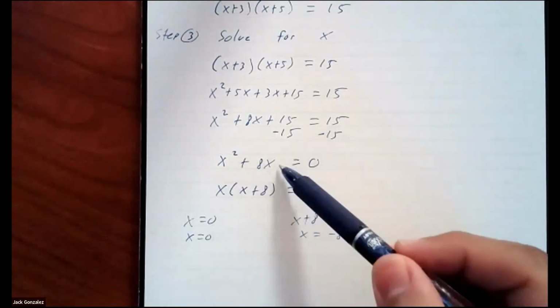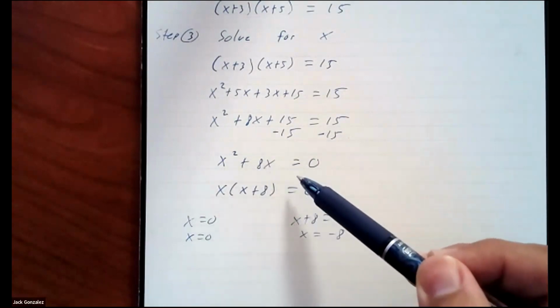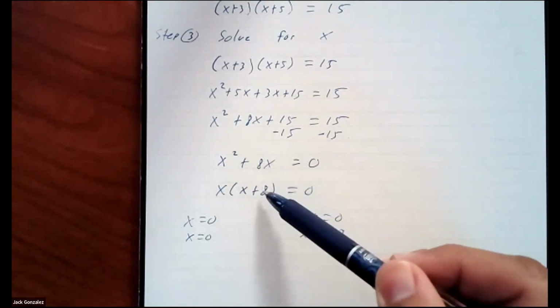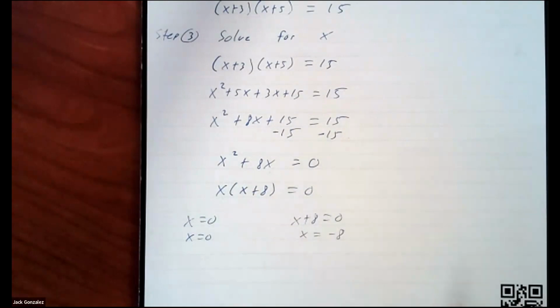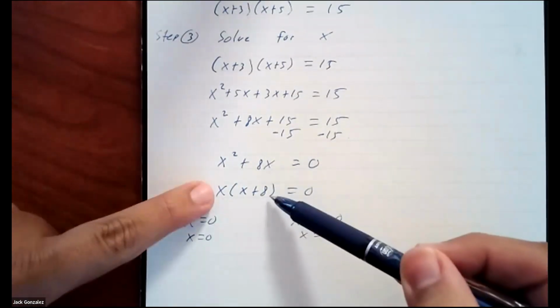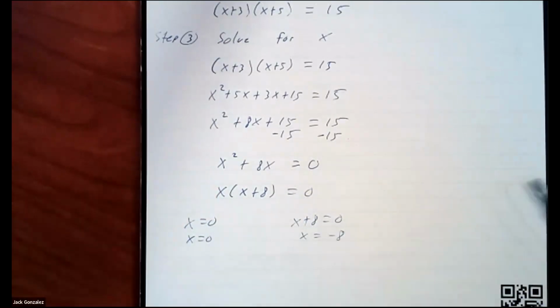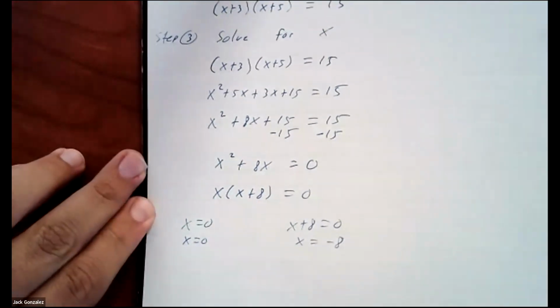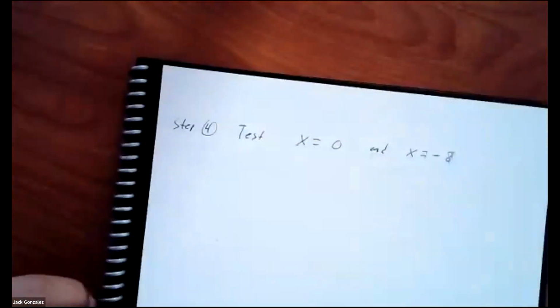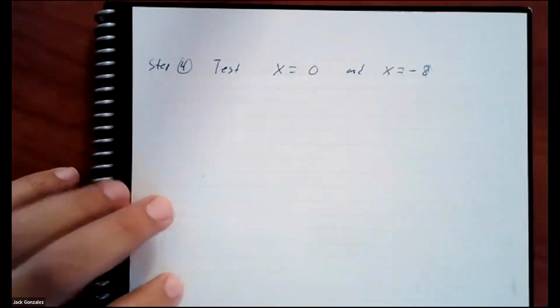No, just factor out what they have in common. So you're pulling out X from both terms. Do you remember the GCF? Yes. Once you factored it out, you set each factor to 0 and solve. Okay. But once you have them, you got to find out if they work.